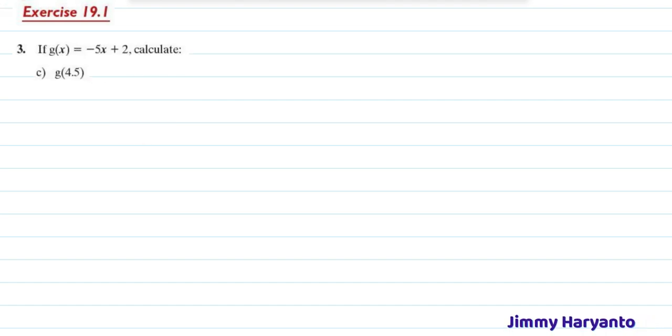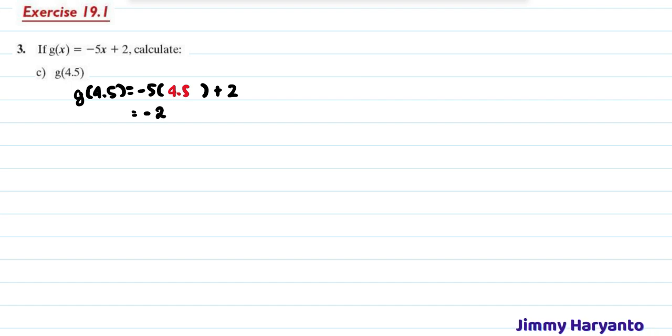And then question 3, g(4.5). So negative 5 times 4.5 plus 2. The x is replaced by 4.5. This one is negative 22.5, I guess, plus 2, so you have negative 20.5.